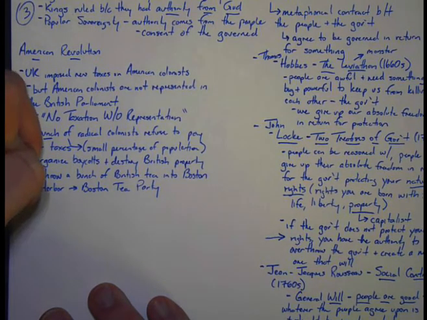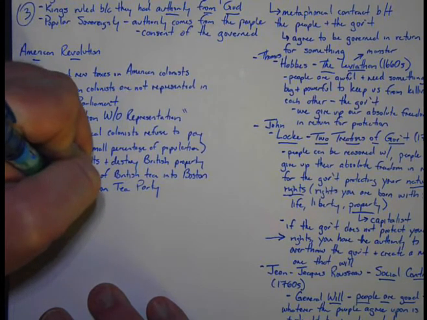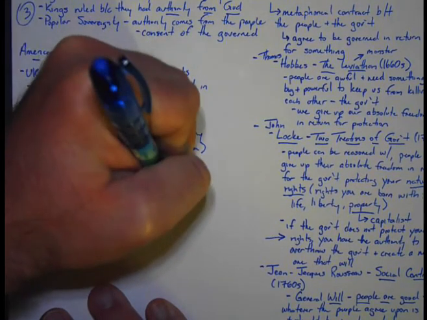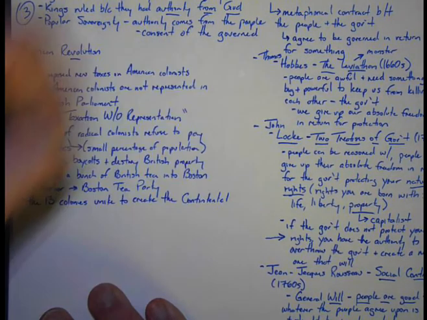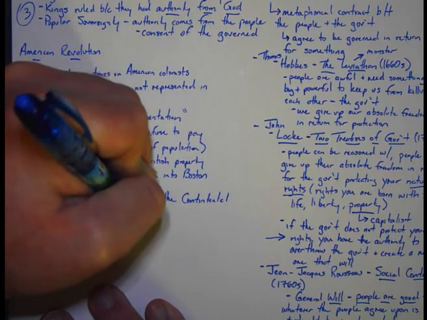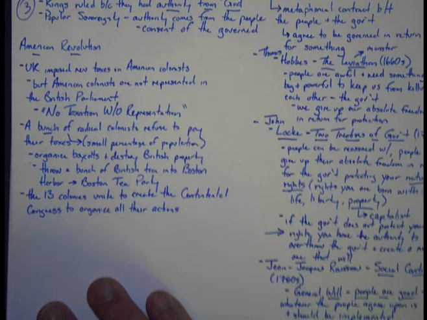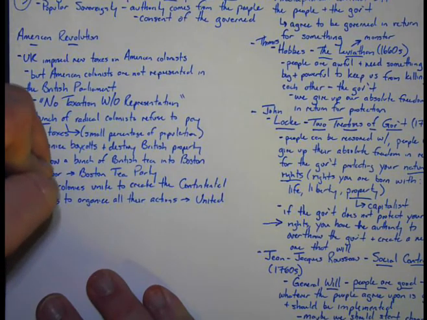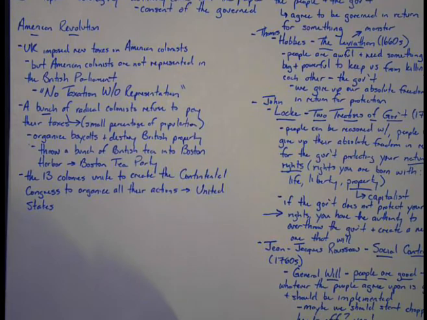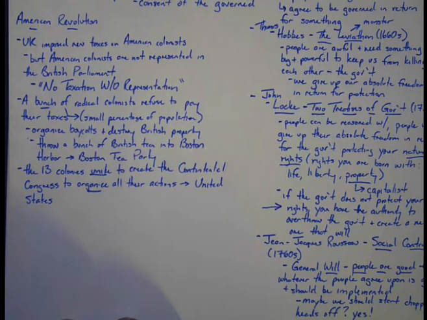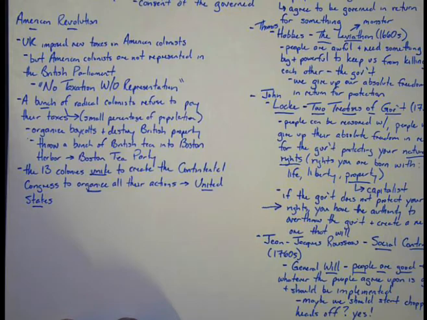And eventually, the 13 colonies unite to create the Continental Congress to organize all their actions, because at this point they are 13 separate governments. And this creates the United States. Because at this point, they are 13 separate states, all doing their own thing. And now they're using this body to unite their actions. And so instead of 13 separate states, they become the United States.